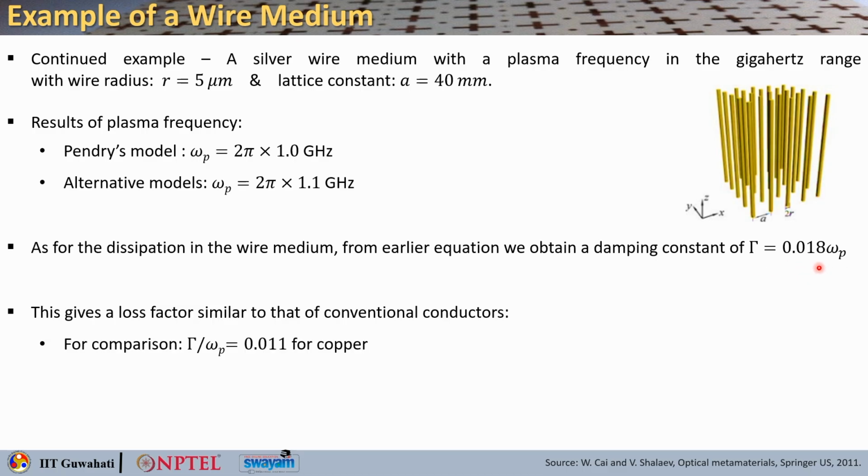Now, this is very interesting because this gives a loss factor which is similar to conventional conductors. Why am I saying that? Because for comparison, this factor gamma over omega p for copper is around 0.011, and for this artificial dielectric you are getting something of the same order. So that makes it very interesting that you get an artificial dielectric with a loss factor similar to that of a conventional conductor.